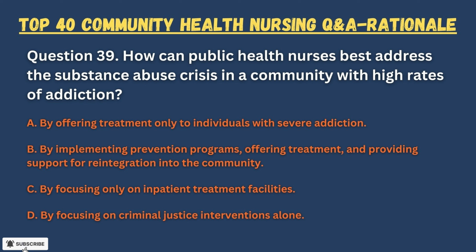Question 39. How can public health nurses best address the substance abuse crisis in a community with high rates of addiction? A. By offering treatment only to individuals with severe addiction. B. By implementing prevention programs, offering treatment, and providing support for reintegration into the community. C. By focusing only on inpatient treatment facilities. D. By focusing on criminal justice interventions alone.